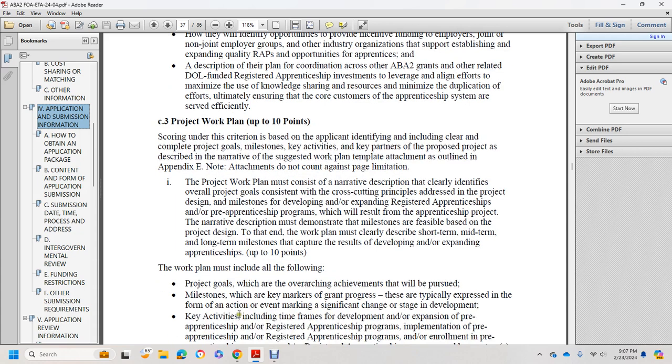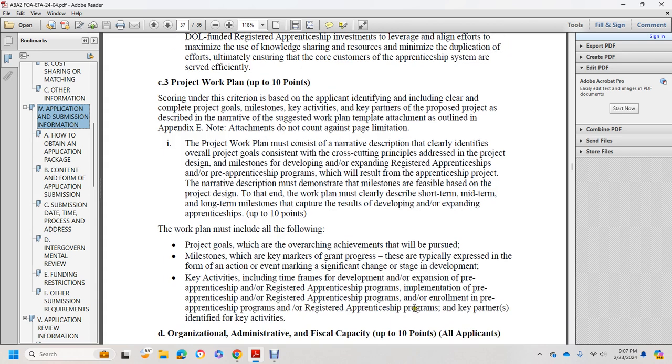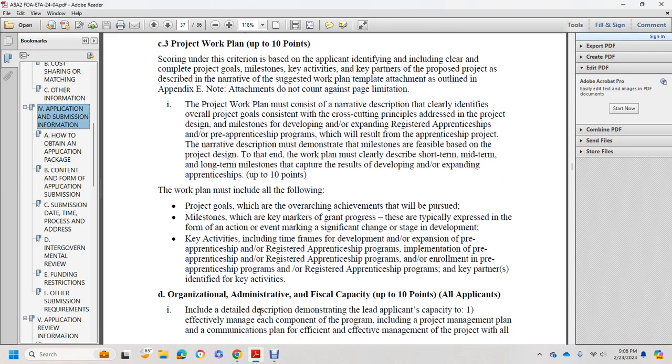Up to 10 points. The work plan must include the following. Project goals are the overarching achievements that will be pursued. Those are the key markers of the grant progress, typically expressed in the form of an action, marking significant change or development. Key activities include the time frame of the development and expansion of the pre-apprenticeship and registered apprenticeship program, the implementation of the pre-apprenticeship and registered apprenticeship program, and enrollment in the pre-apprenticeship and registered apprenticeship program. Key partners are identified with the key activities.